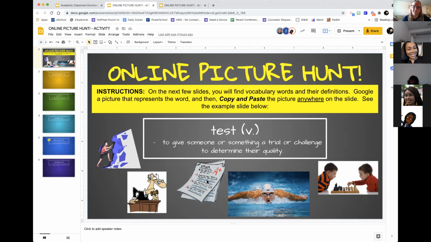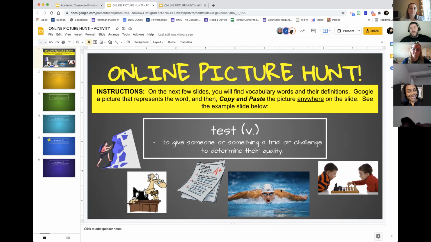an A+ or 100%. But I wanted to show them in my example that there are many ways to show a test. So rock climbing, testing yourself, a judge looking down at you, a swimmer in the Olympics is testing themselves and they're trying to win, and then two students playing chess.